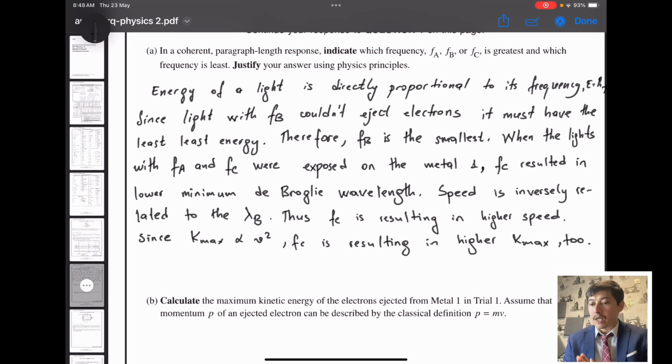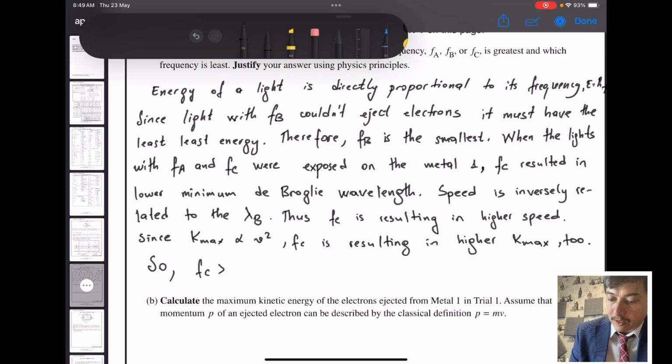What does this mean? Initially, the energy of light C was higher. We are talking about the same metal one, so the work function is the same, but we are getting higher maximum kinetic energy with Fc. That means the initial energy was higher, which means the frequency was higher. So let's summarize. Then comes Fa, and the smallest one is Fb.